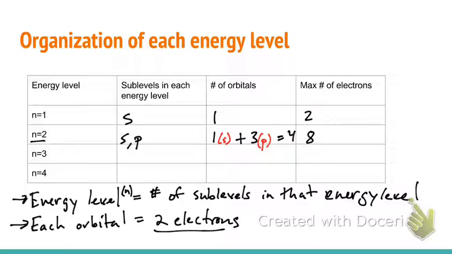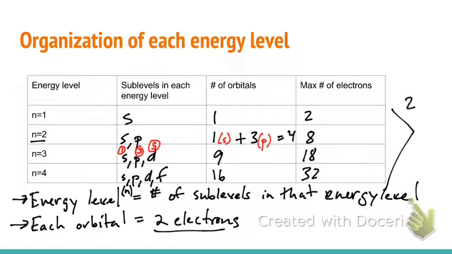Third energy level, 3 sublevels can fit in the third energy level. This is S, P, and D. For the number of orbitals, S is 1 orbital, P is 3 orbitals, and D is 5. So 1 plus 3 plus 5 gives me 9. If I have 9 orbitals, I'm going to have a maximum of 18 electrons. And then when n equals 4, this is S, P, D, and F. The number of orbitals in each sublevel is 1 for S, 3 for P, 5 for D, and 7 for F. Add those up, and the total number of orbitals is 16. 16 times 2, because there are 2 electrons in each orbital, is a max of 32. By the way, notice that these correspond to the 2n squared value that we talked about earlier when figuring out the maximum number of electrons in each energy level.